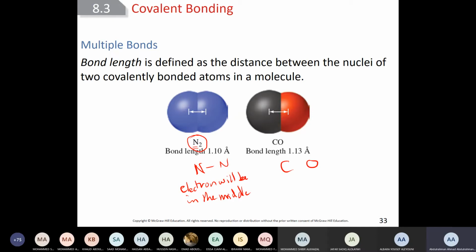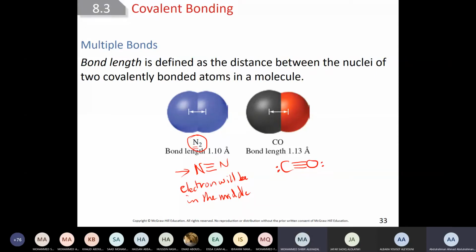Actually, if we want to draw the octet rule, this is the octet rule for carbon, but we will find that the electrons here are closer to oxygen than to carbon. I will talk about this in a while. But in this case, how many bonds are there between the nitrogen and the nitrogen? Triple bond.